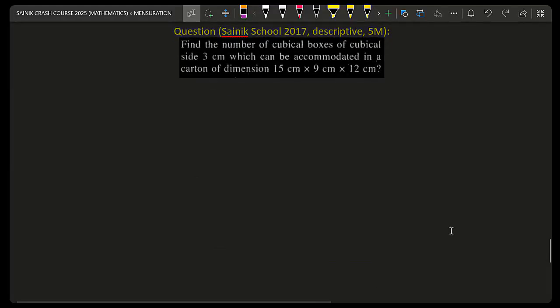Find the number of cubical boxes. Cubical means the shape is a cube, of side 3 centimeters, which can be accommodated in a carton of dimension 15 centimeters by 9 centimeters by 12 centimeters. So there are some small cubical boxes. How many of them can we accommodate inside the bigger carton, which is in the shape of a cuboid? So who is going to answer this?